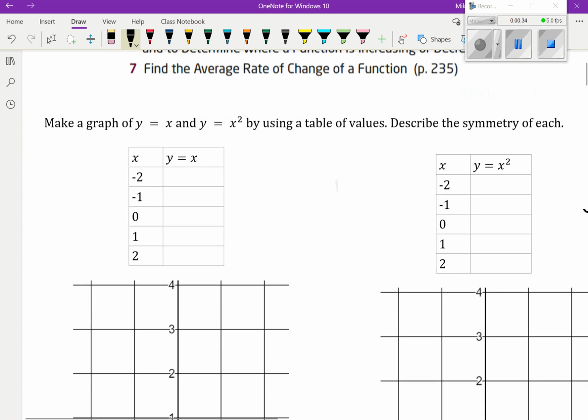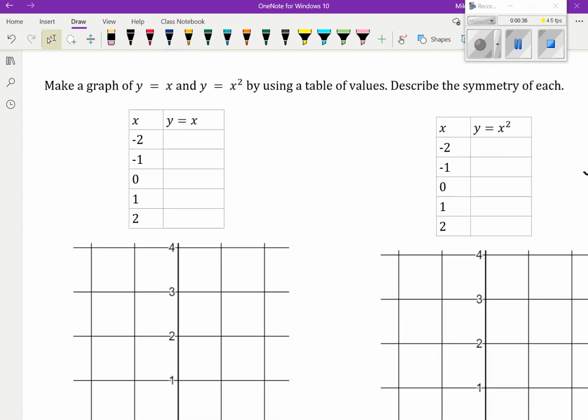Let's start off by just doing some basic graphs. Let's go ahead and make a graph of y equals x and y equals x squared. We're going to use a table of values to do this. Then we're also going to describe the symmetry.